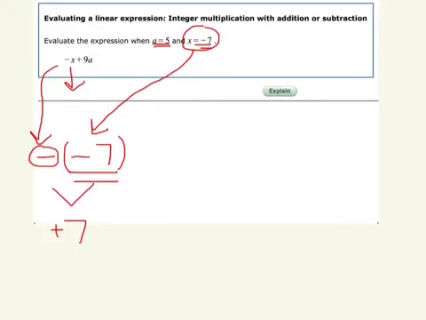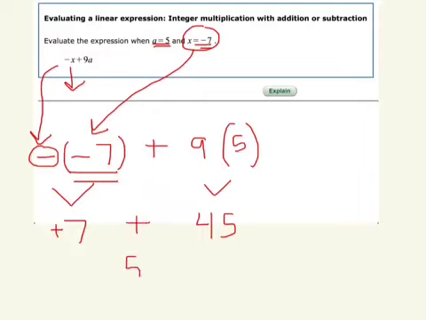Plus 9a, so it's going to be plus 9 times, and a is 5. A little more straightforward over here. 9 times 5 is 45. And when we combine these two values, 7 plus 45 gives us 52.